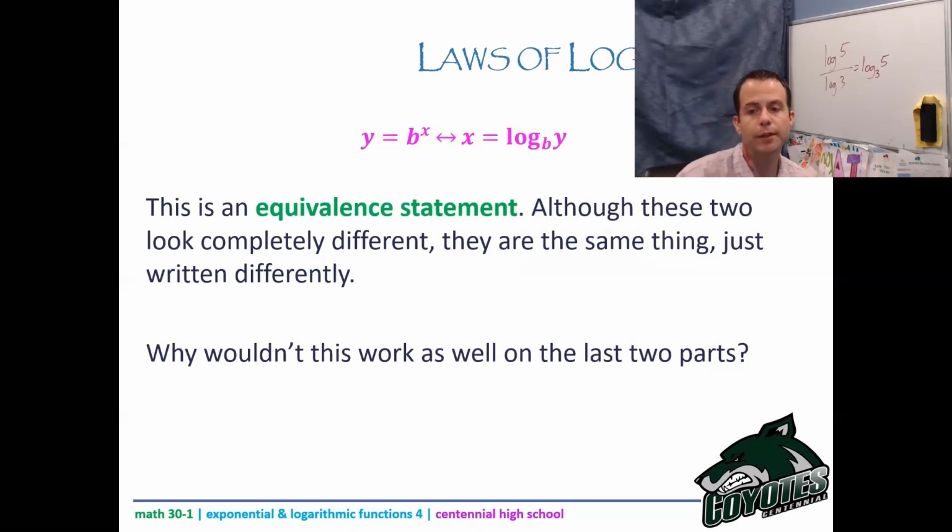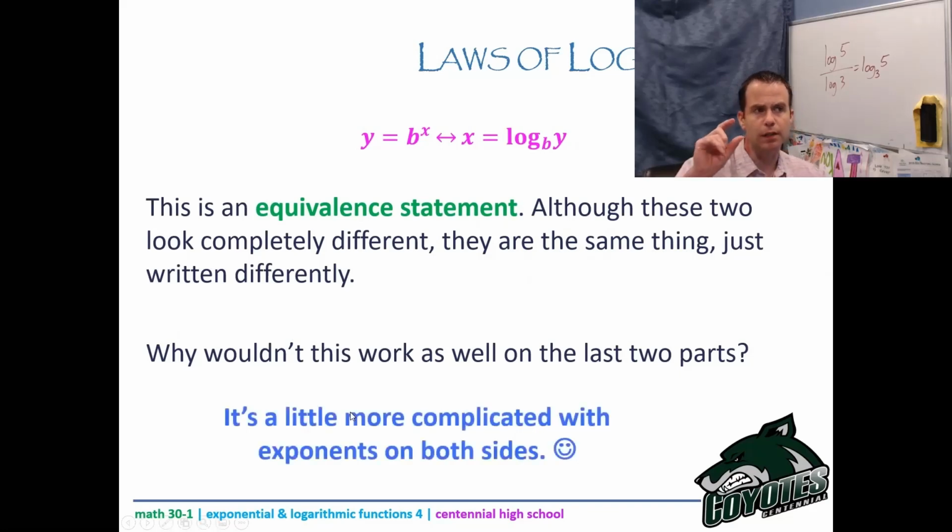So why wouldn't this work as well on the last two parts? You notice I only asked you to do this for the first 4 parts, but we actually had 6 questions that we did there together. The last 2 were just a little trickier because there was an exponent on both sides, so it doesn't transfer as easily. It is something you can do, but you have to be a little bit more conscious of some other log laws that we haven't really unpacked yet. So it's just a little bit more complicated. When you get to a situation where you have exponents on both sides like that, I think the easiest thing to do is go back to the thought of taking the log of both sides and solving that way.